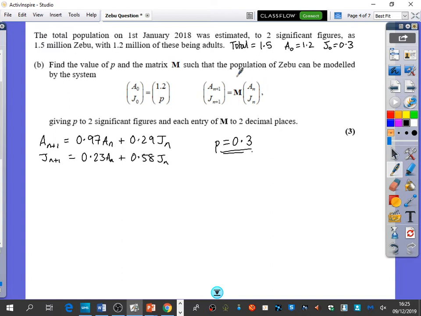Now this looks unfamiliar, but this isn't unfamiliar. We've got AN plus 1, JN plus 1, where we've got them here and here. And then we've got a matrix being multiplied by AN, JN. So what's the matrix? The matrix is these values that we have here. The matrix is going to be 0.97, 0.29, 0.23, 0.58.